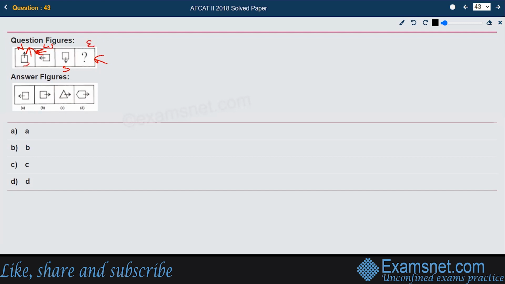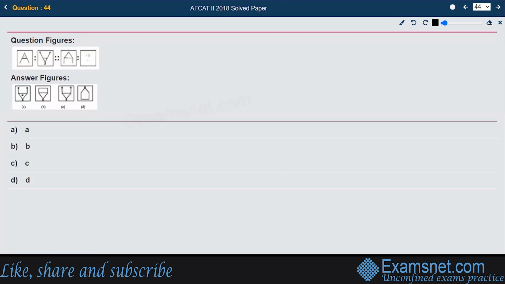And the rectangle has been the same. The square or the rectangle has been the same. So there is no change in the inner figure. So the figure should be like this: the inner square or inner rectangle and the arrow pointing towards east, which is option B. So the right answer is B.